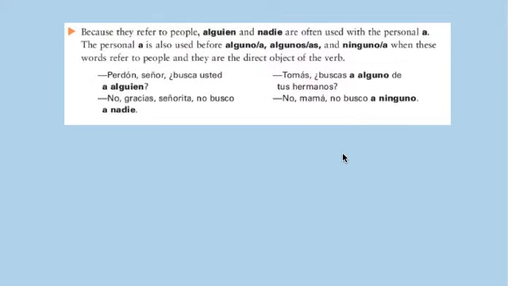And because they refer to people, alguien and nadie are often used with the personal a. The personal a is also used before alguno, alguna, and ninguno, ninguna when these words refer to people, and they are the direct object of the verb. Por ejemplo, perdón, señor, ¿busca usted a alguien? Excuse me, sir, are you looking for someone? No, gracias, señorita, no busco a nadie. I'm not looking for anyone. But it has the personal a because alguien and nadie refer to people.